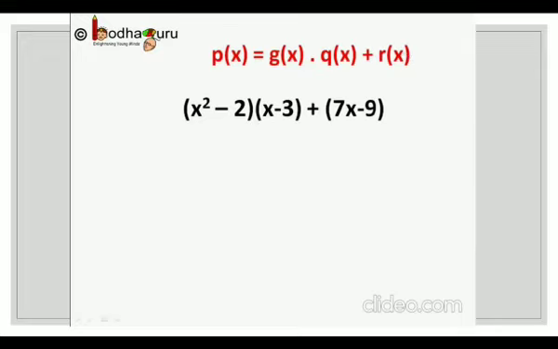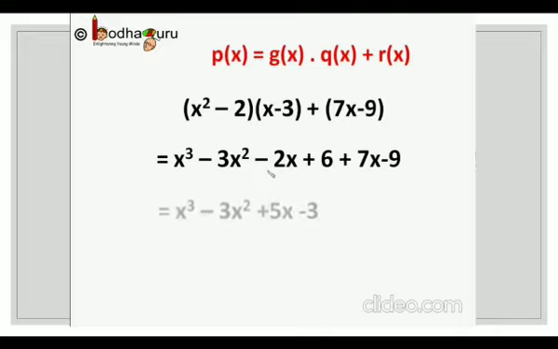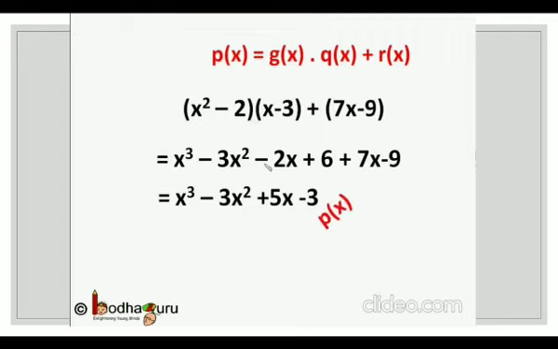Let us solve the first term, which is the product of two polynomials. We multiply x minus 3 with every term of x square minus 2. So we will get x cube minus 3x square minus 2x plus 6 plus 7x minus 9. This simplifies to x cube minus 3x square plus 5x minus 3. Look, this is equal to our original dividend. So p(x) equals g(x) into q(x) plus r(x) holds true.